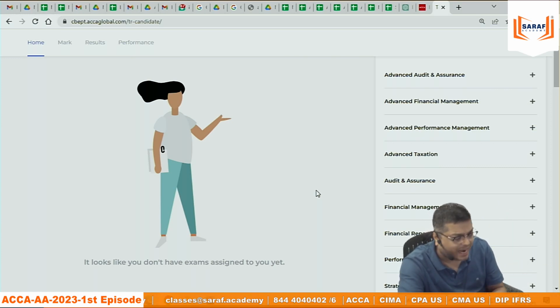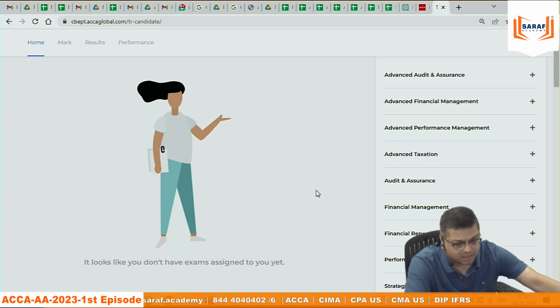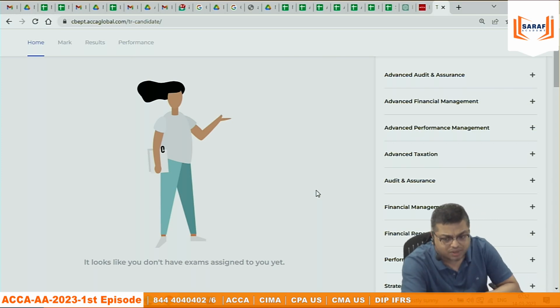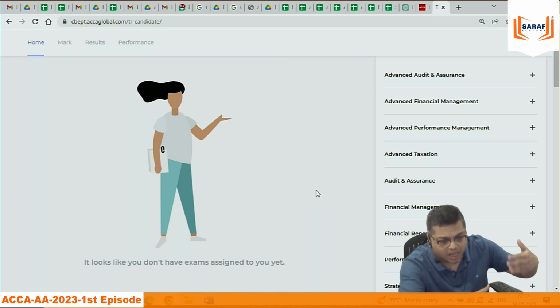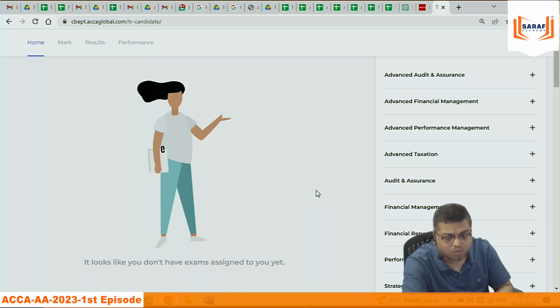I always say, what should our selection be? Should we give the exam at home, or in the exam center? Both have advantages and disadvantages. If you go to the exam center, you need to leave your home 1 hour, 2 hours earlier. Maybe the exam center is 25-30 kilometers away. You need to reach there half an hour earlier. So there will be some wastage of time.